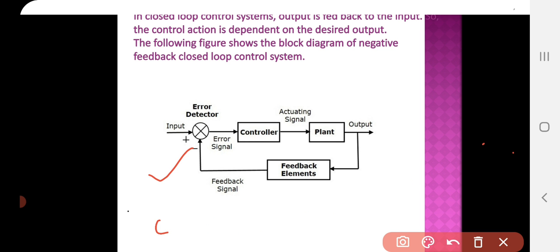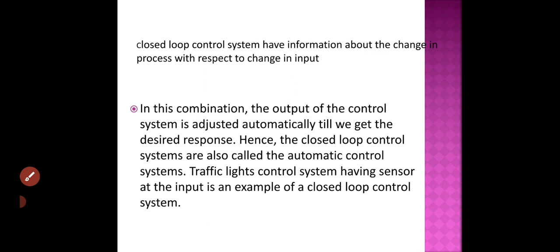Next, going to the next part of this presentation, the closed loop control system has information about the change in process with respect to change in input. In a closed loop control system, the output of the control system is adjusted automatically till we get the desired responses. Hence, closed loop control systems are also called automatic control systems.